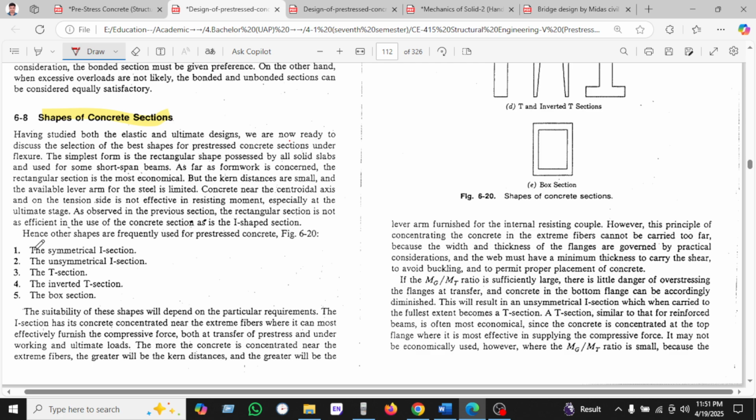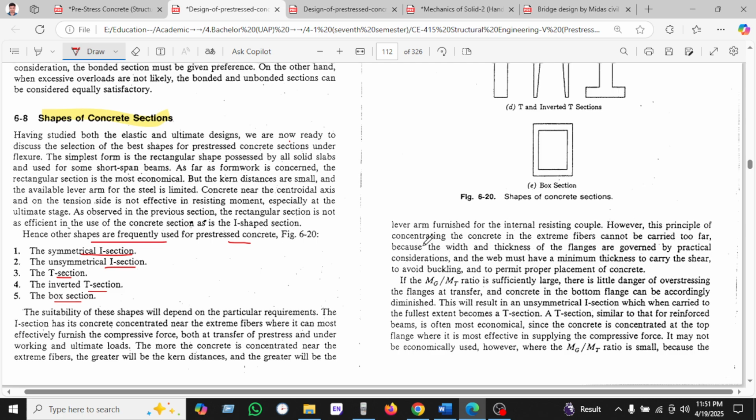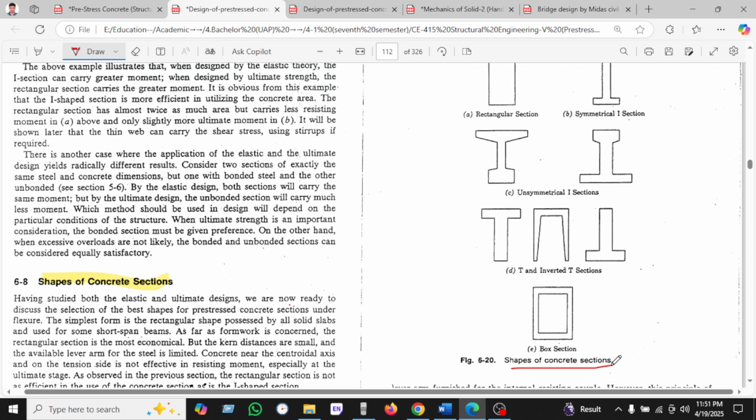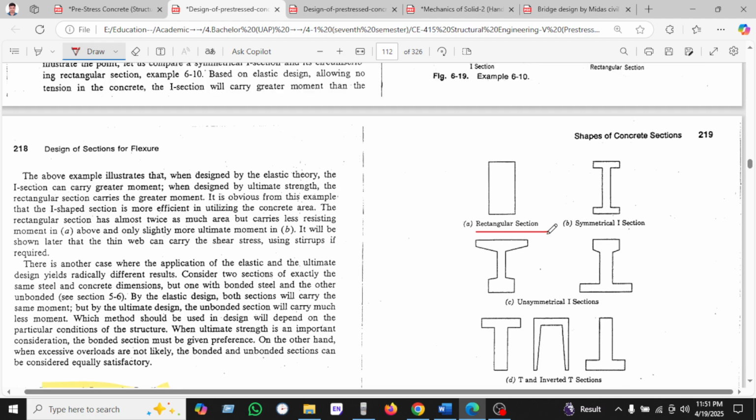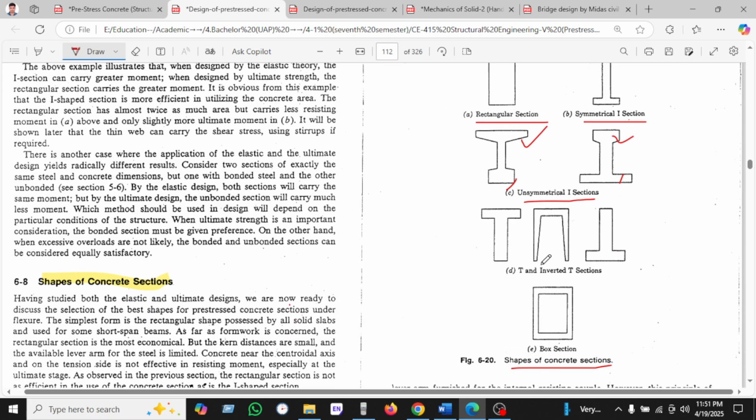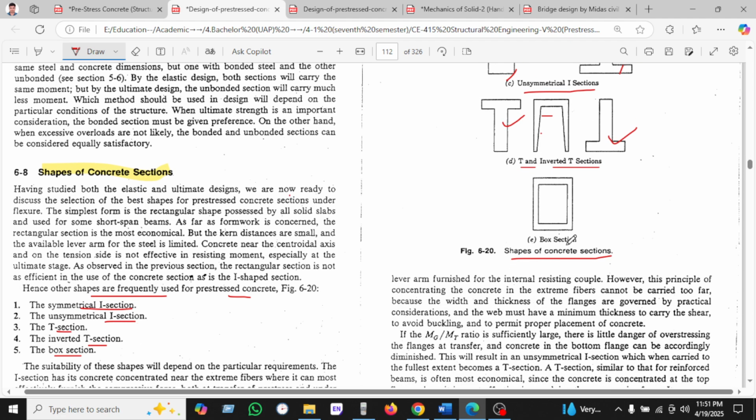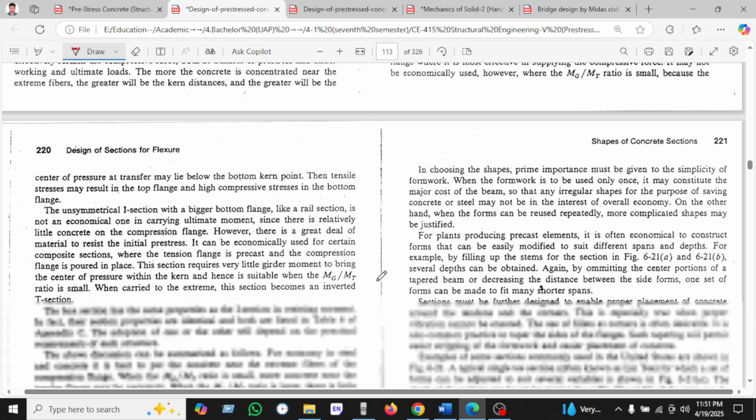We are now ready to discuss the best shape of the prestressed concrete section under flexure. You can see the sections commonly used in prestressed concrete: symmetric I section, unsymmetric I section, T section, inverted T section, and box section. These are the five sections we have been seeing. Here we have the rectangular section, the symmetric I section, and the unsymmetric I section, where top and bottom are unsymmetric. This is the T section, this is the inverted T, this is the double T joint, and the box section.